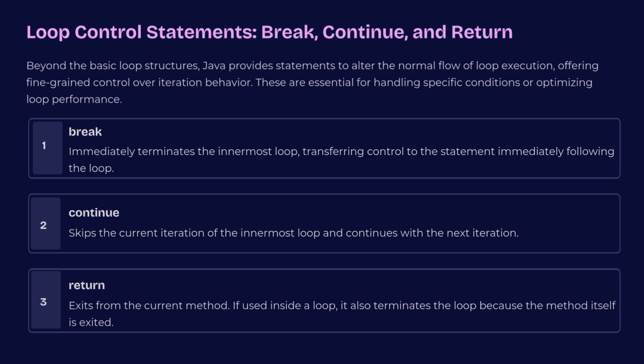Loop control statements. Sometimes we need more control over how loops run. Java provides three important control statements: break, continue, and return. Break immediately stops the current loop and jumps out of it. Continue skips the current iteration and moves to the next one. Return is slightly different. It exits the entire method, which also ends any loop inside that method. Using these wisely helps us handle special cases and optimize performance.